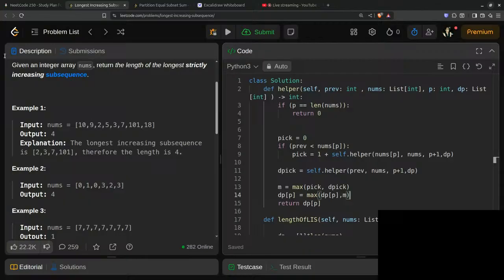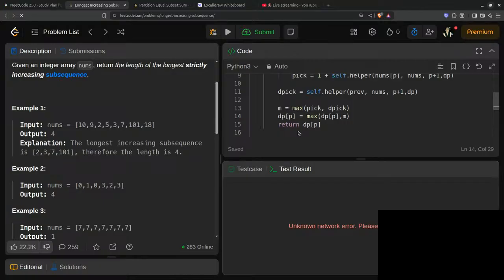Unknown network issue. Let me reload this. Let me run this. It gives me an extra answer. Is it correct? It gives the correct answer.